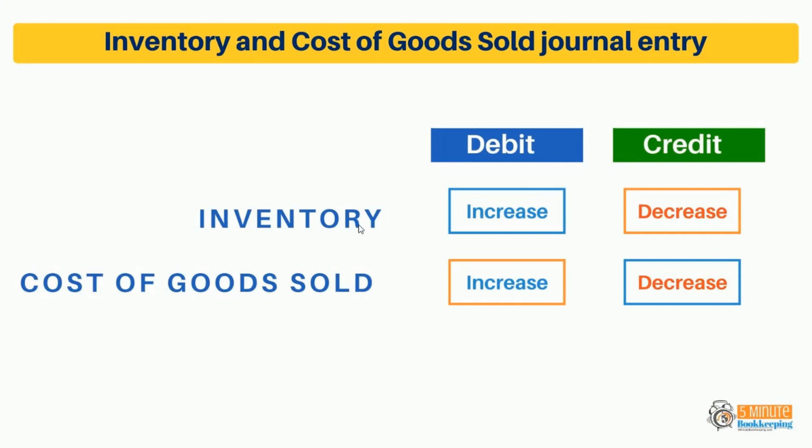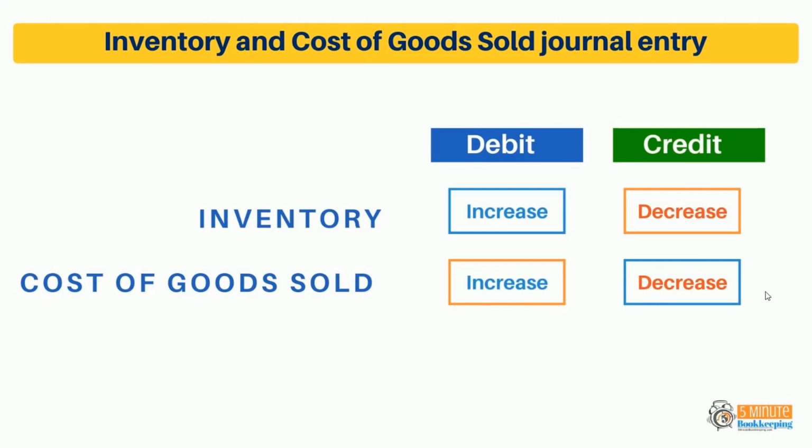Okay, now I know that the debits and credits can be confusing, so let me explain that a little bit more. Let's take a look. For inventory, when we debit the inventory account, we increase it. And when we credit the inventory account, we decrease it. For cost of goods sold, it's actually the same. If you debit cost of goods sold, it increases cost of goods sold. And when you credit cost of goods sold, it decreases it.